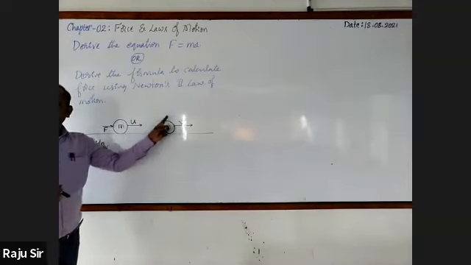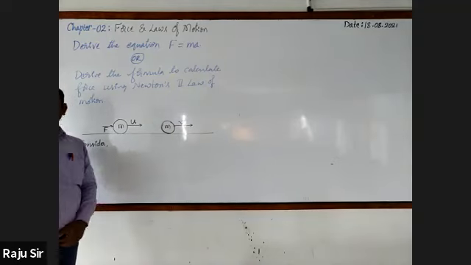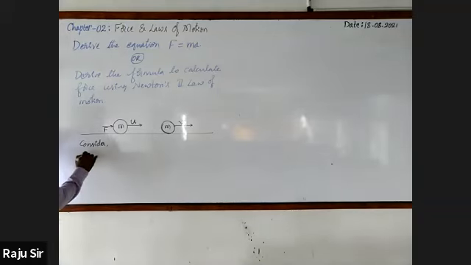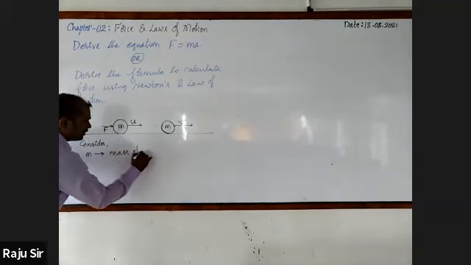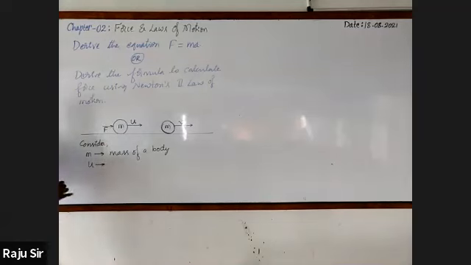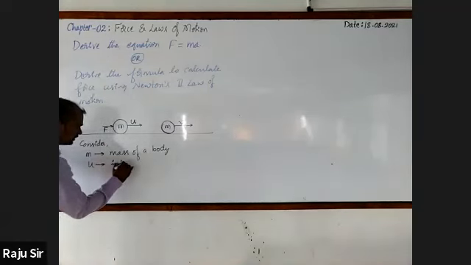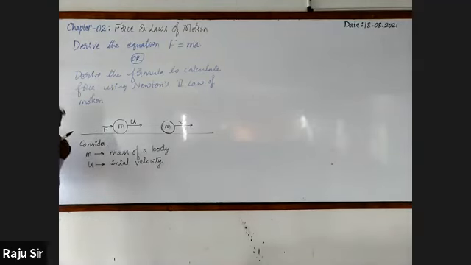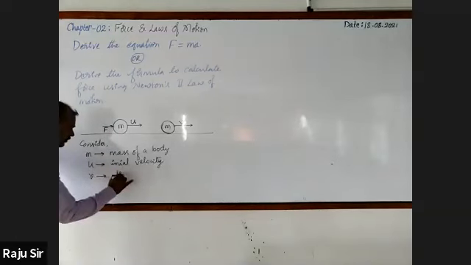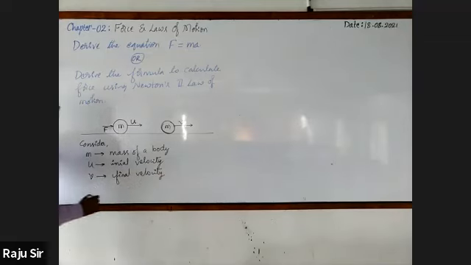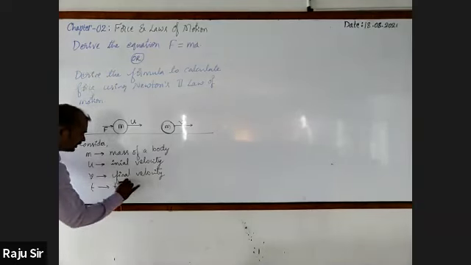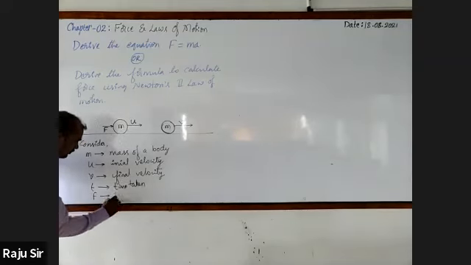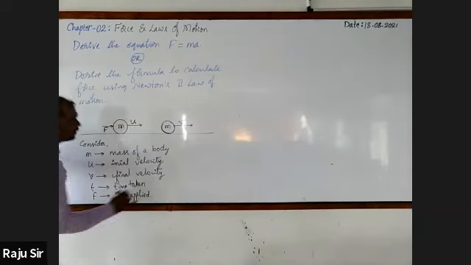To change the velocity from u to v, will it take time? Yes, sir. Time, t seconds. Consider m is the mass of a body. u is the initial velocity of a body. v is the final velocity. Due to the force we apply, the velocity changes from u to v, and it takes time, which I'll write as t. Then F is the force applied.